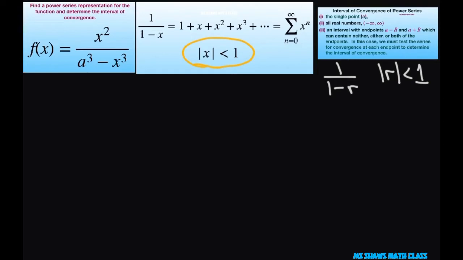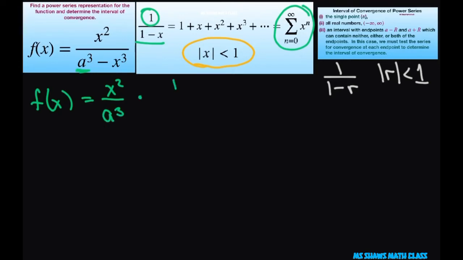So to do that, we're going to rewrite our function and make it look like this equation here so we can write this sum. So what I'm going to do is factor out, I need a 1 in the numerator, so I'm going to factor out an x squared, and to make this a 1, I'm going to factor out an a cubed. And this would be times 1 divided by 1 minus x cubed divided by a cubed. All right. Now, I can write this now as a sum.